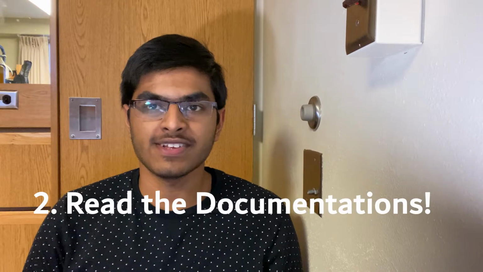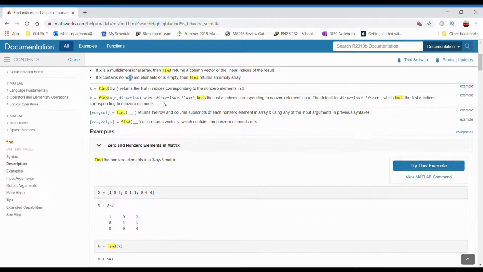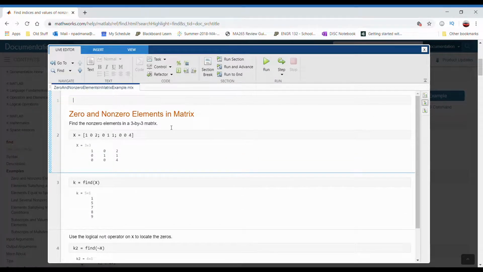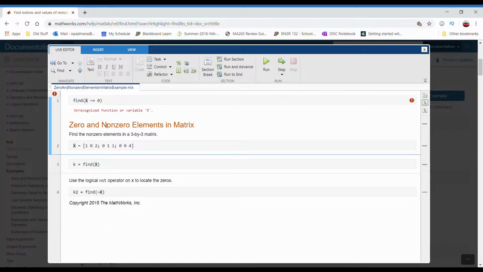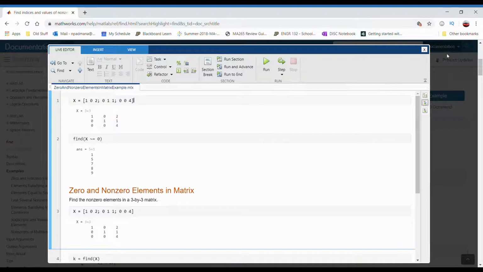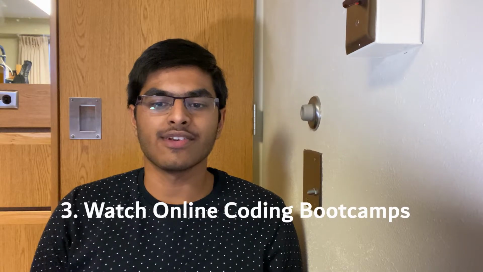The nice thing about programming languages is that they all have some sort of documentation online. In fact, all of the languages I'm learning right now have extensive documentations online, so really take advantage of these resources. For example, I was confused about what the find keyword in MATLAB outputs, so I quickly went to the documentation, looked at a few examples, tried out a few examples in MATLAB, and it just clicked. In fact, I'll be learning Django and Python similar to this approach, so I'll definitely go to their documentation pages a lot this semester. Which leads me to another tip, which is to watch online coding bootcamps.